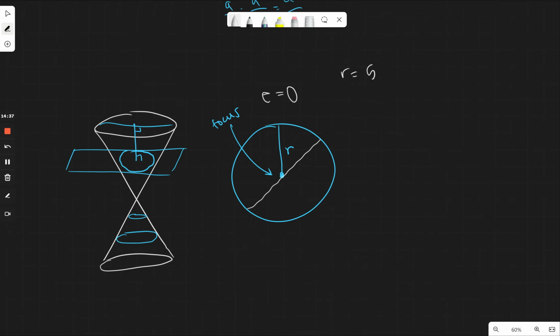But again, they don't really matter. All that matters is the focus, right? The focus and the radius. That's all that determines a circle.